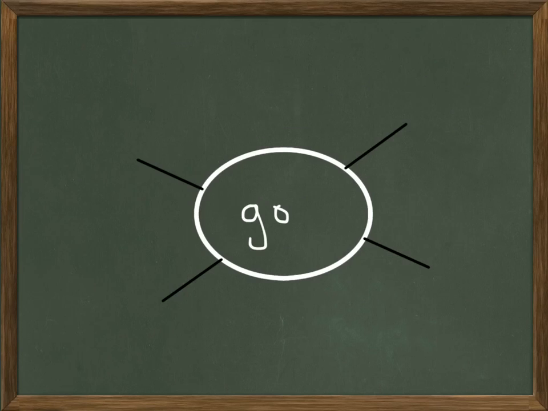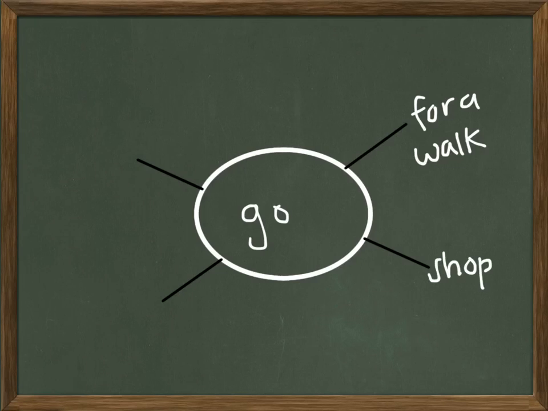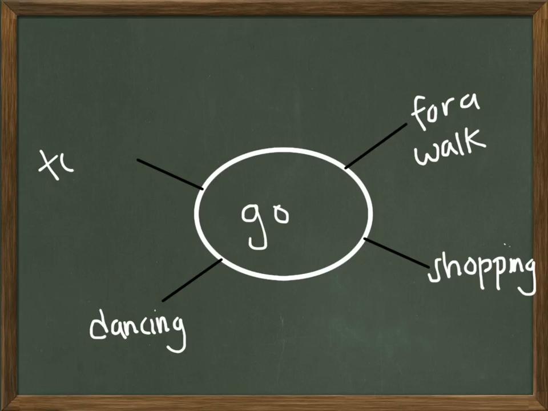The following verb we're talking about is go, and with this we have some expressions such as go for a walk, go shopping, go dancing, or simply go to a restaurant. And in this case we can change the place.